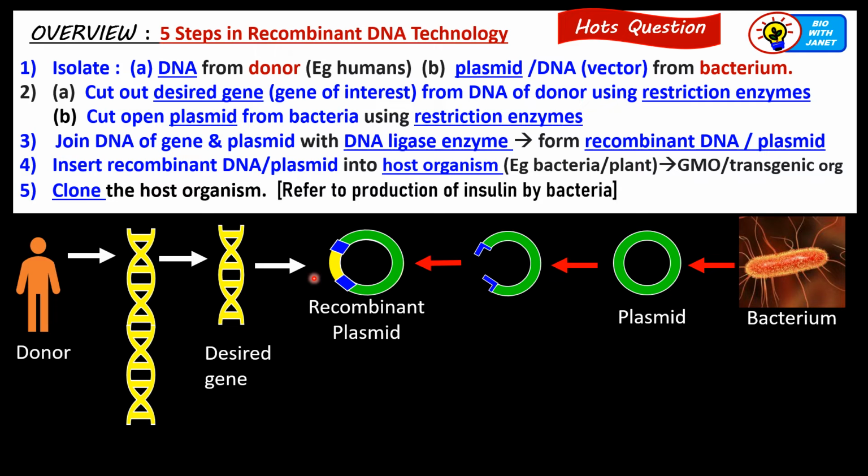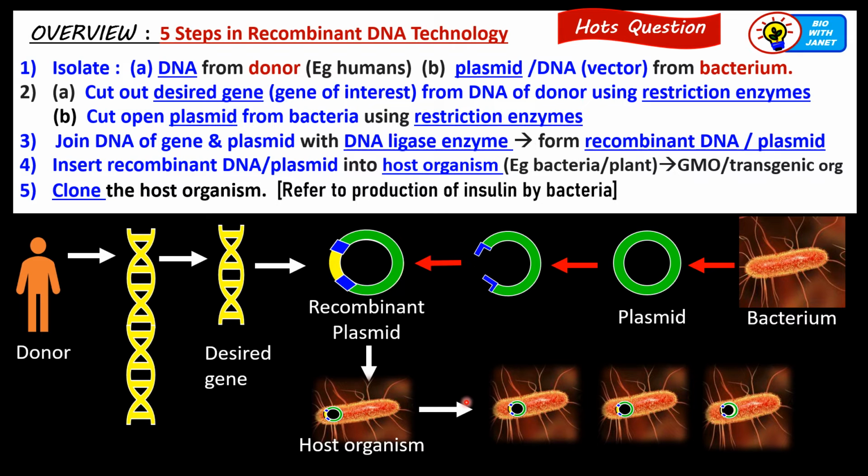Now this plasmid has to be inserted into a host organism for the gene to express itself. So insert the recombinant DNA or plasmid into a host organism, such as a bacterial cell or bacterium, or it could be a plant or other organisms. Okay, and so the genetically modified organism is produced. The host organism is called a genetically modified organism. It's a special organism that has new combinations of genes. It's sometimes called a transgenic organism because it carries a foreign gene from another species, such as humans.